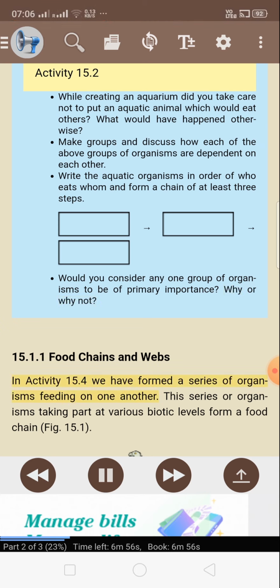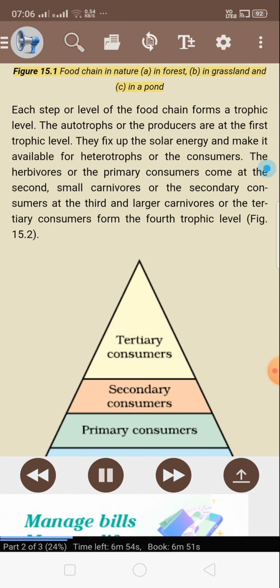In activity 15.4 we have formed a series of organisms feeding on one another. This series of organisms taking part at various biotic levels form a food chain. Figure 15.1. Food chain in nature, A, in forest, B, in grassland, and C, in a pond. Each step or level of the food chain forms a trophic level. The autotrophs or the producers are at the first trophic level. They fix up the solar energy and make it available for heterotrophs or the consumers.